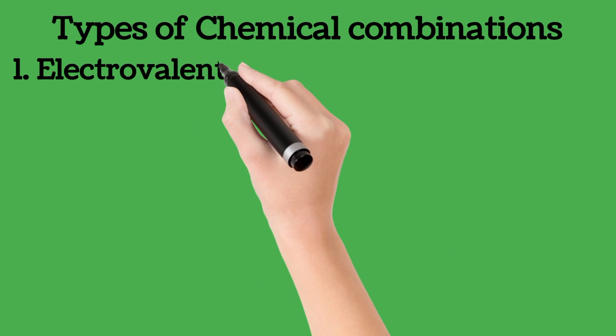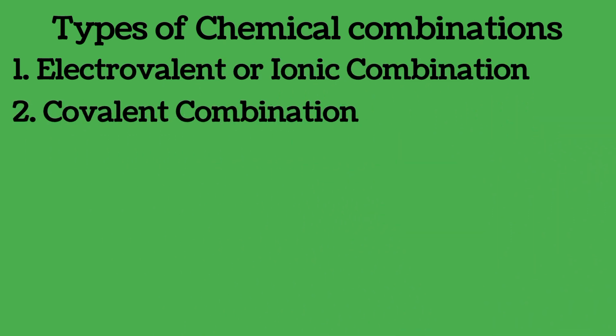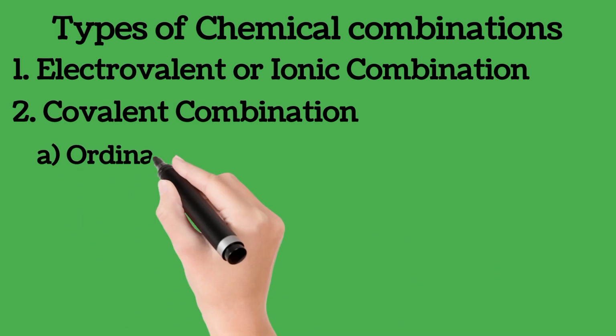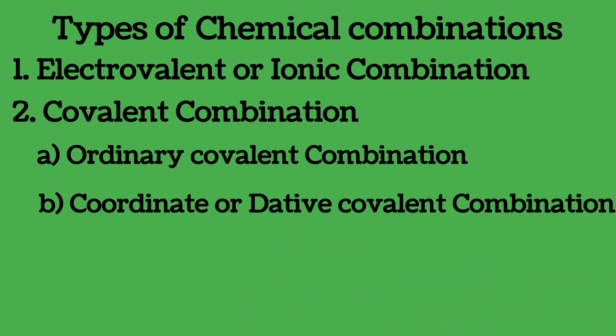Types of chemical combination. We have 2 main types of chemical combination. There is electrovalent or ionic combination, and then covalent combination, which can be subdivided into ordinary covalent combination and coordinate covalent combination. Let's look at electrovalent combination for the sake of this discussion.